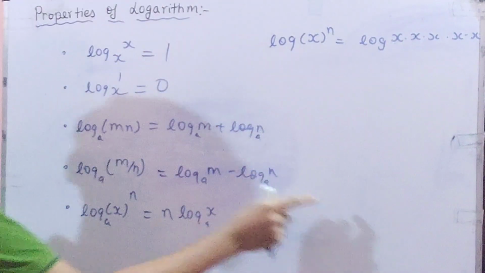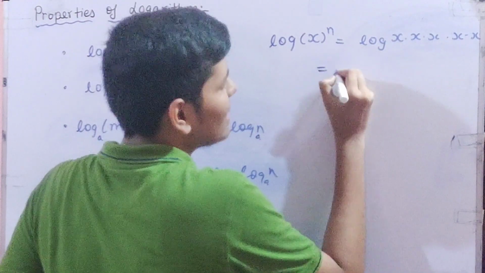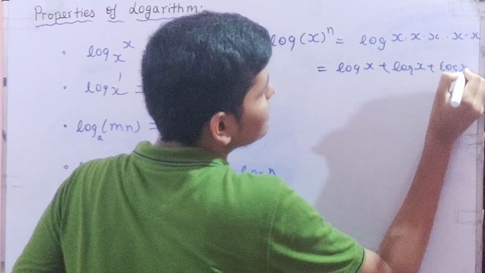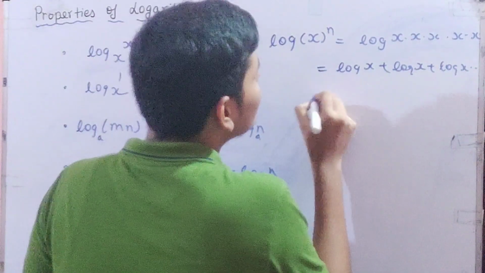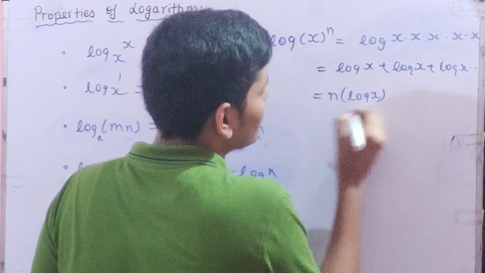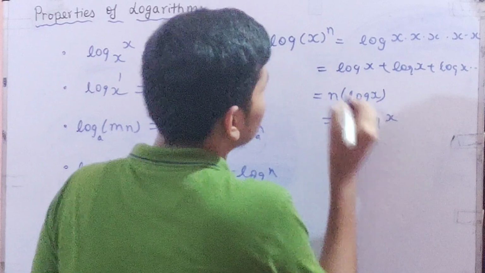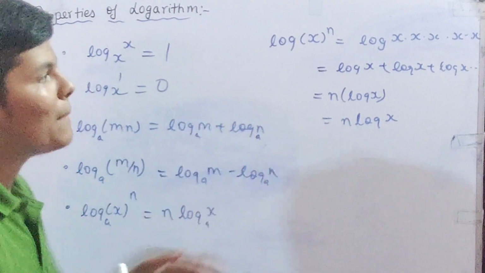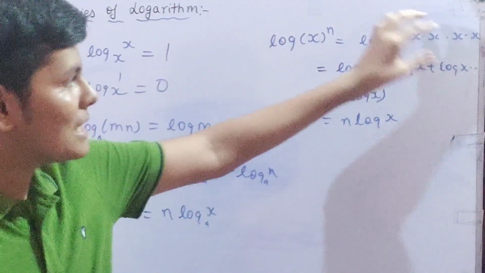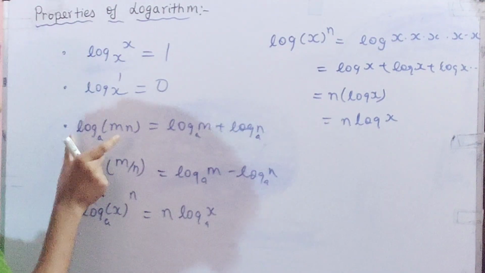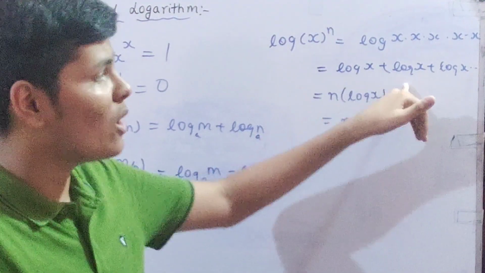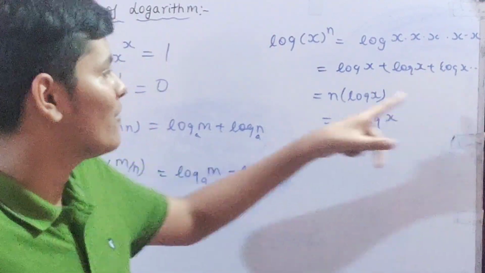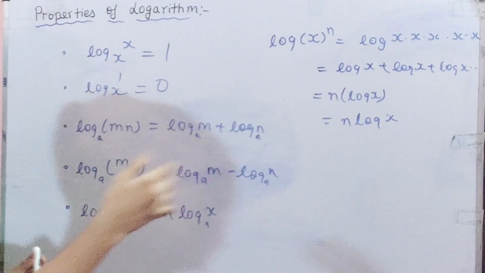Now using this rule, which rule? Multiplication rule, we can say this as log x plus log x plus log x multiple times. How many times? N times. So we can say this as n times log x, that is n into log x. This is the actual derivation. So how do we get log x to the power n? x to the power n means multiplying x n times. This multiplication of x n times, using this formula log of mn, we can write it as log x plus log x plus log x n times. Now n times addition, we can take common out. After taking common out, we get n into log x, that is n log x. This was the derivation for this formula.